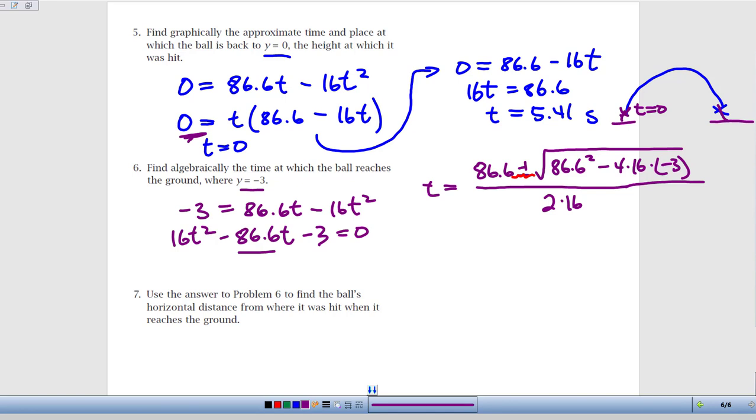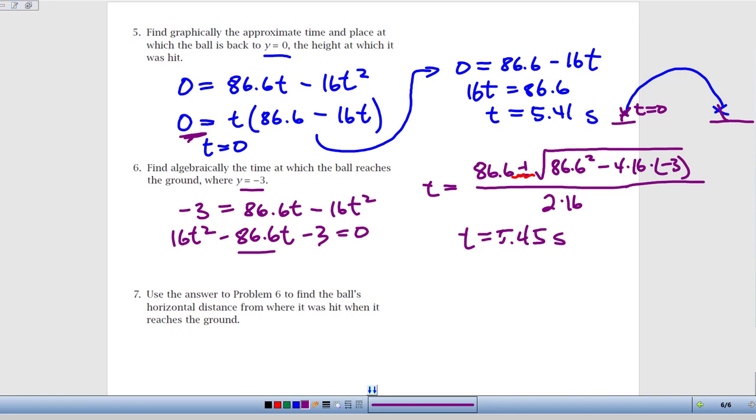part. So if we number crunch everything that's underneath the square root symbol, take the square root, add 86.6, divide all of that by 2 times 16, or 32, we'll find that our time at which we're going to hit the ground is going to be just a little bit later, 5.45 seconds compared to the 5.41 seconds, which makes sense. It shouldn't be a terribly long period of time for it to fall that last 3 feet.